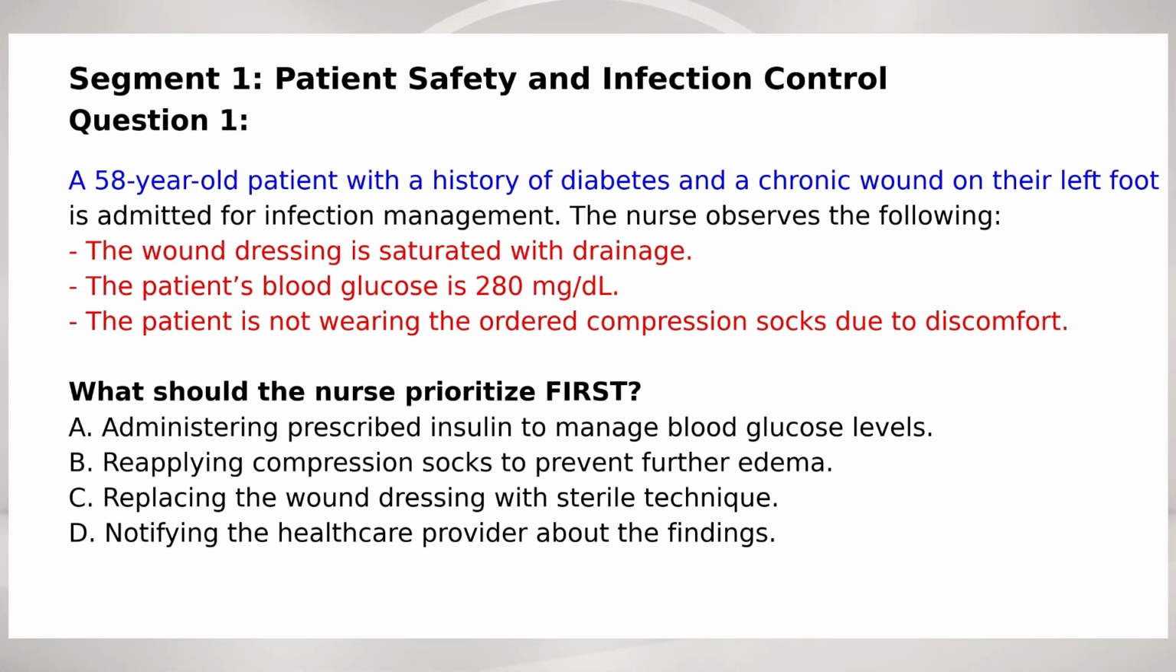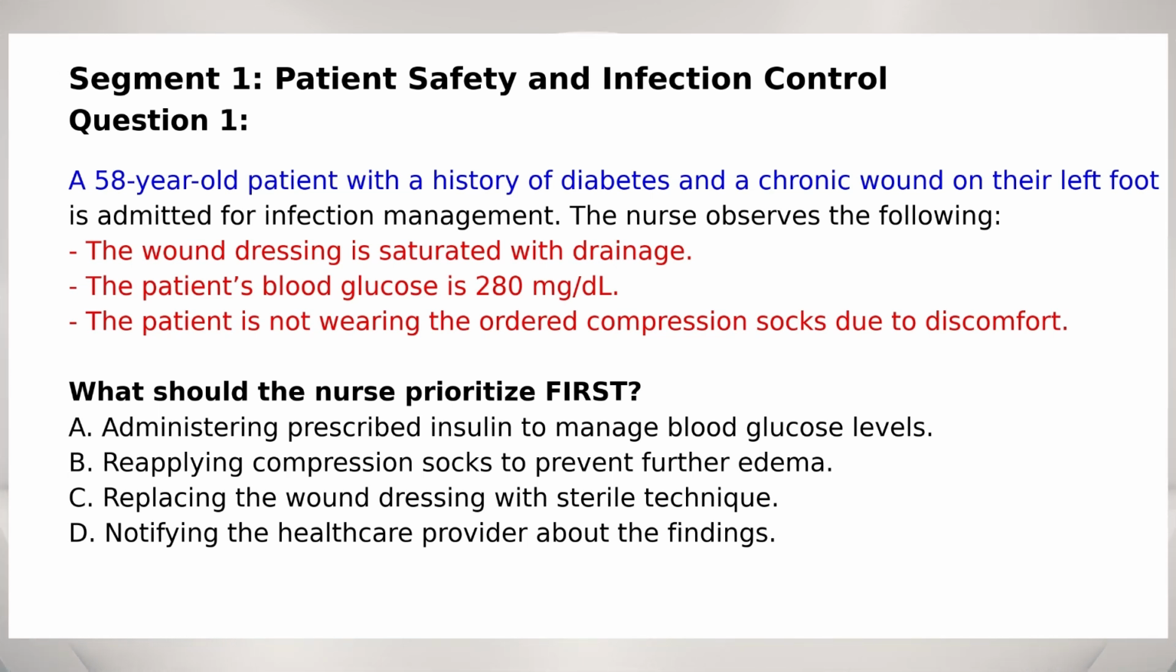Upon entering the room, the nurse notes the wound dressing is saturated with drainage. The patient's blood glucose is 280 mg per dL. The patient is not wearing the ordered compression socks due to discomfort. What should the nurse prioritize first?